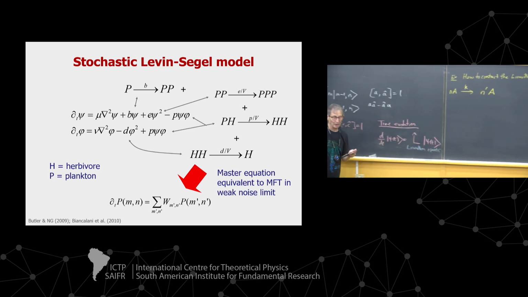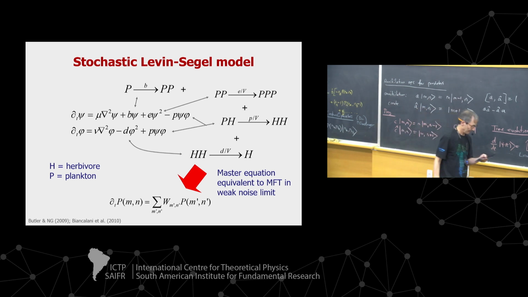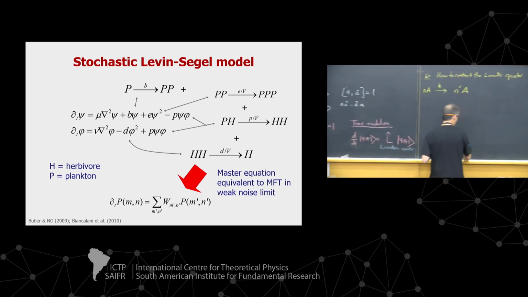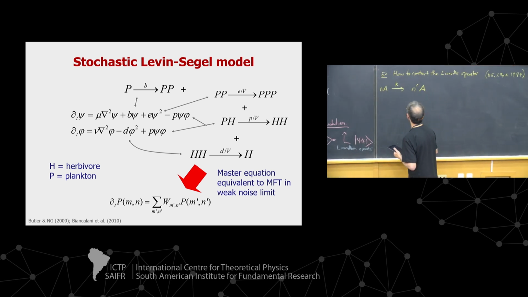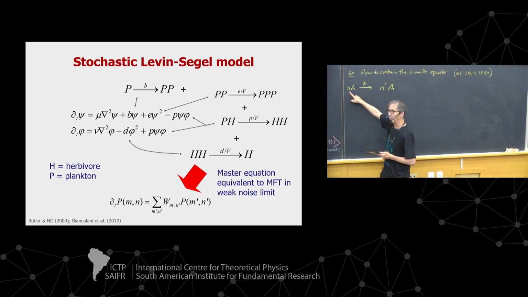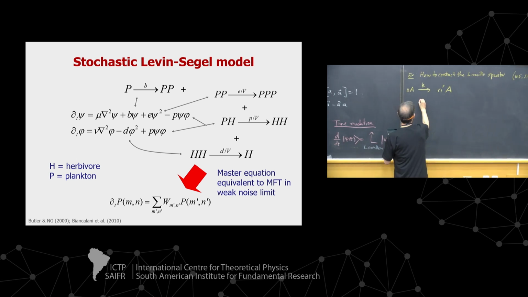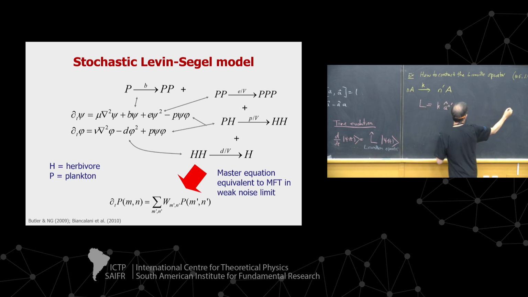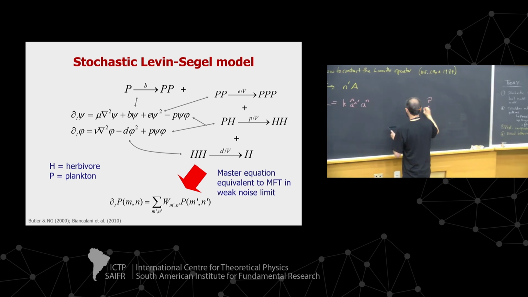So that would be a reaction that you might want to consider. So then you might say, well, I know what I want to do here because it's kind of easy, right? All I have to do is destroy n of these A particles and create n prime of them. So what you might say is, well, this says that L is a^n' a^n, something like that, with a rate k.